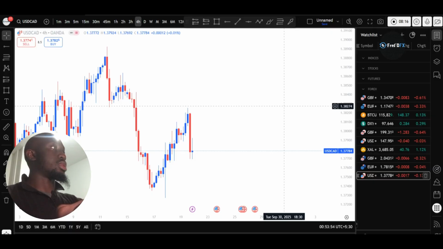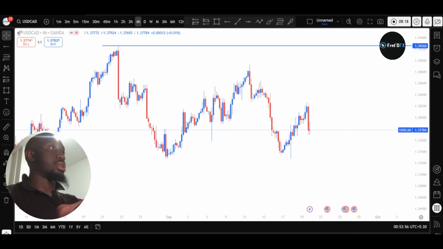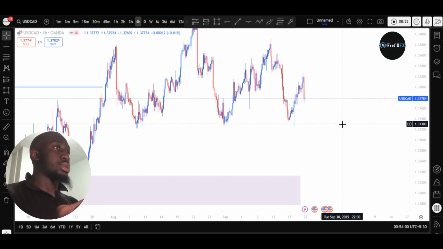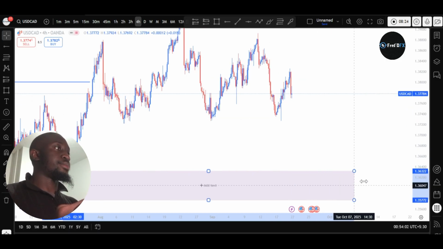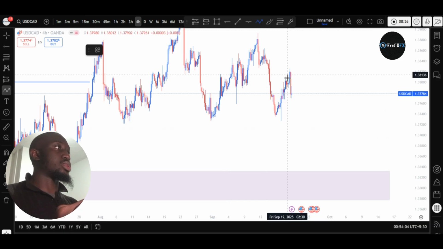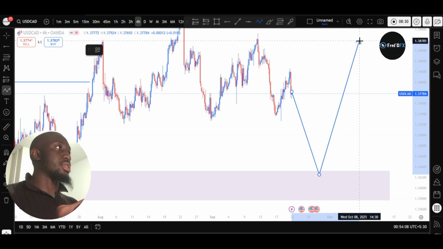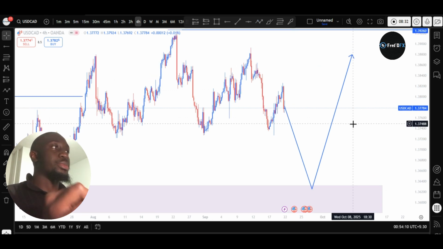And for USD CAD, I'm expecting price to sweep all these lows, so just sell the way down. We're going to tap here if I will buy again first. So these are the pairs that I'm looking at, that I'm watching for now.